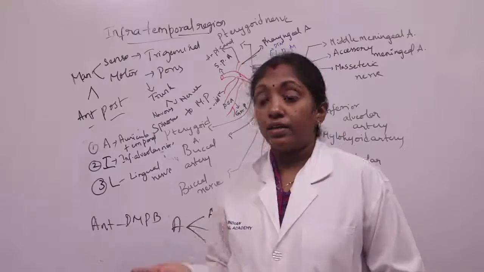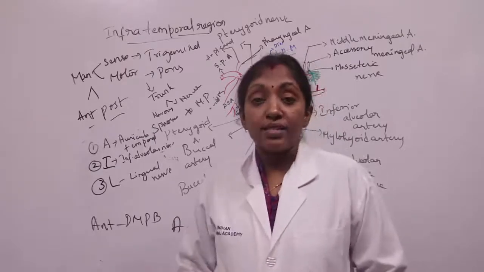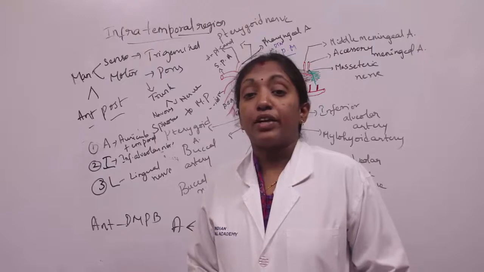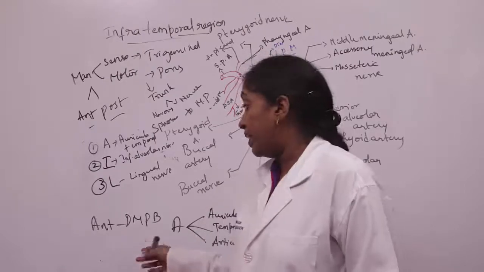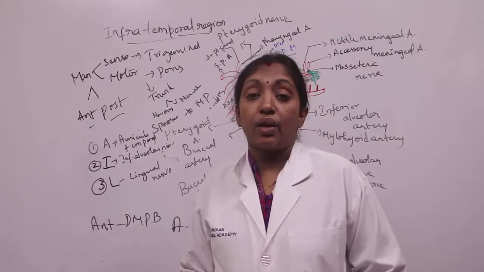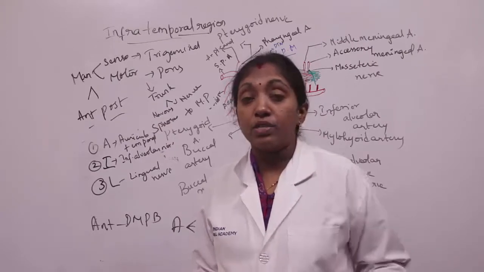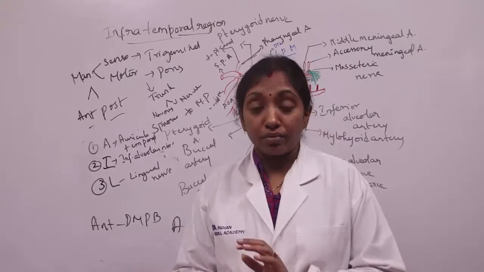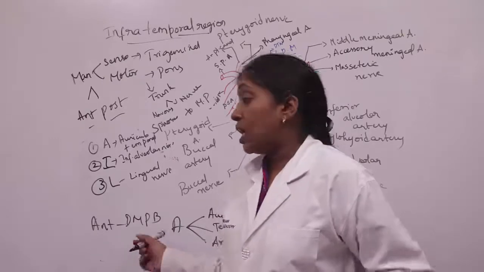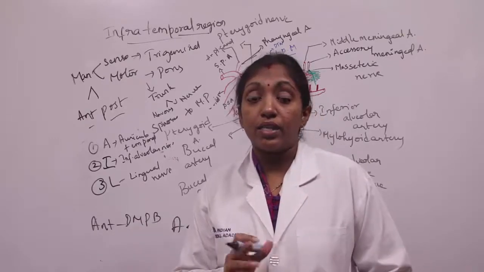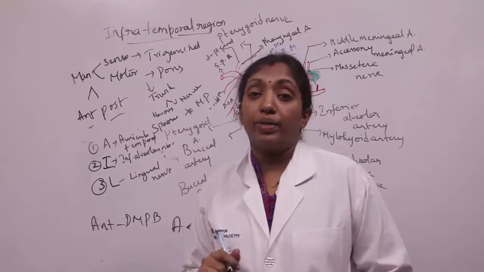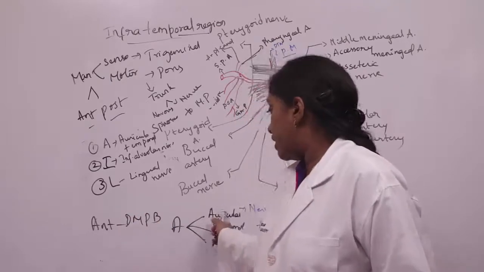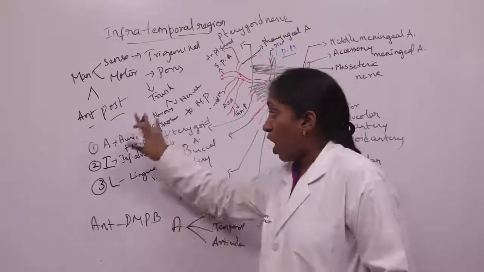And also the auriculotemporal nerve carries postganglionic parasympathetic fibers from the otic ganglion and supplies the secretomotor innervation to the parotid gland. That means it communicates with the otic ganglion. It also carries postganglionic sympathetic fibers and supplies the vasomotor innervation to the parotid gland. So the auriculotemporal nerve has communications with the otic ganglion, and distributing branches auricular, temporal, and articular. That's about the auriculotemporal nerve.